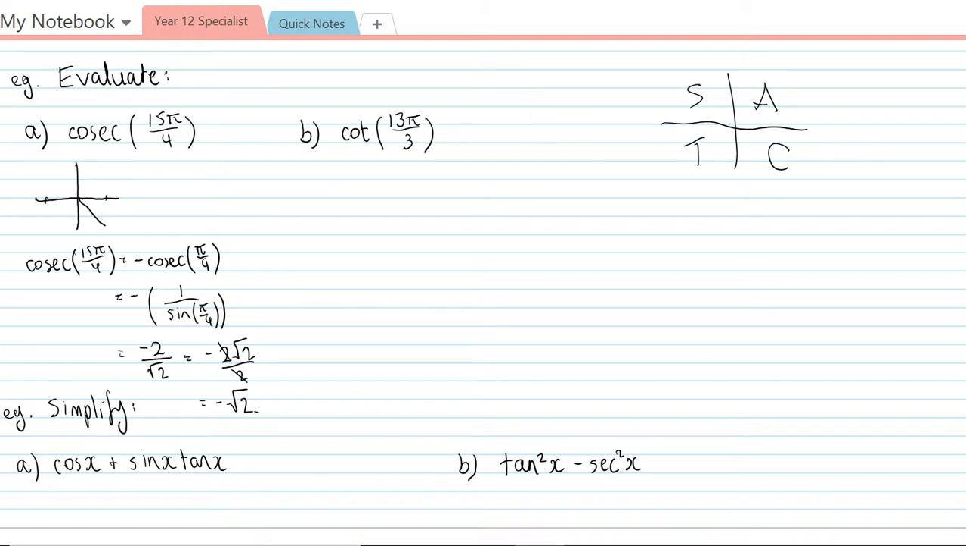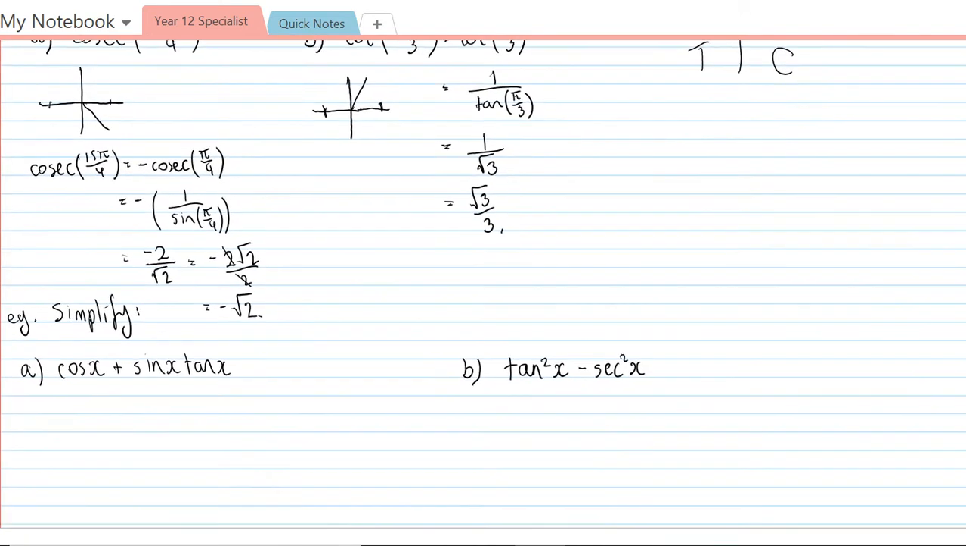Alright, so the next one, cot of 13 pi on 3. Again, need to consider which quadrant this is in. So 3 pi on 3, 6, 9, 12, and then 13 pi on 3 is going to put us up here. So we're in the first quadrant. And so I could say that that's equal to cot of just pi on 3 because cot is going to be positive in the first quadrant. And so that is 1 over tan of pi on 3, which tan of pi on 3 should be root 3. So it's really just 1 over root 3, which if we rationalise that denominator now, we'll get root 3 on 3. Okay. So they can all be done that way.